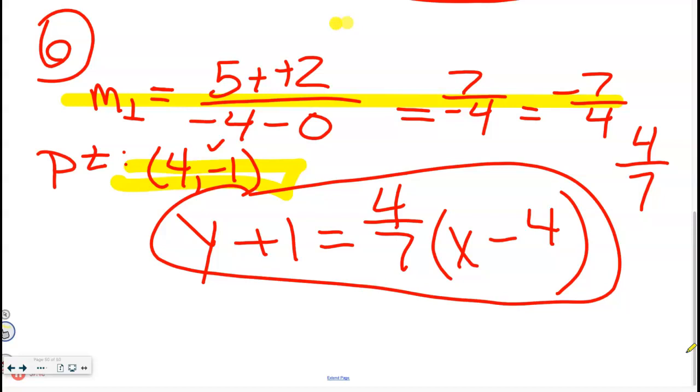You don't need to graph it unless you want to see the graph. On the test, there's no graphing. I like you to see it, though.